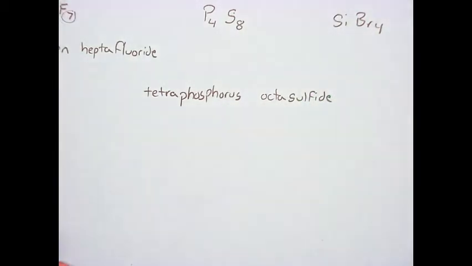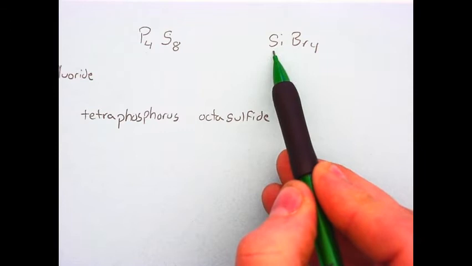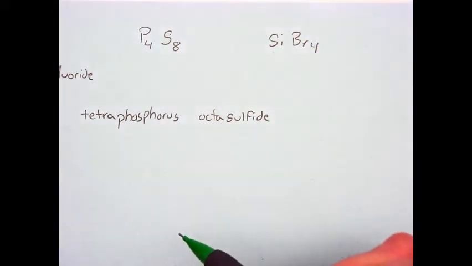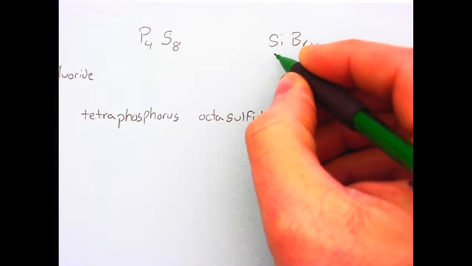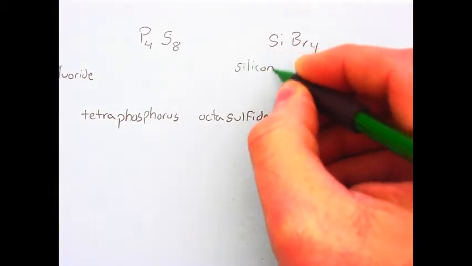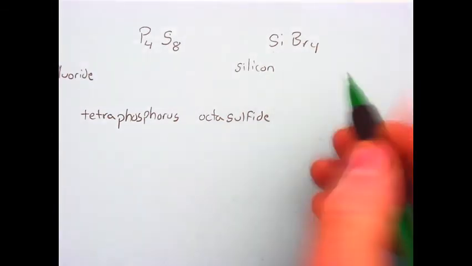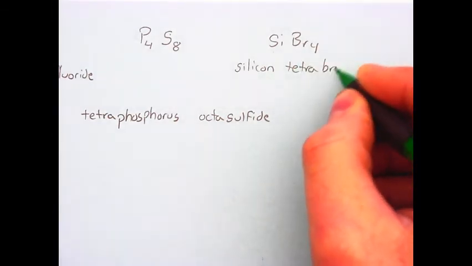Now, the one exception to this is that if it starts with a single element, even though normally you would put mono, the names of molecular compounds can never start with mono. So in this case, instead of calling this monosilicon, we simply call it silicon, and then we name the second part: tetrabromide.